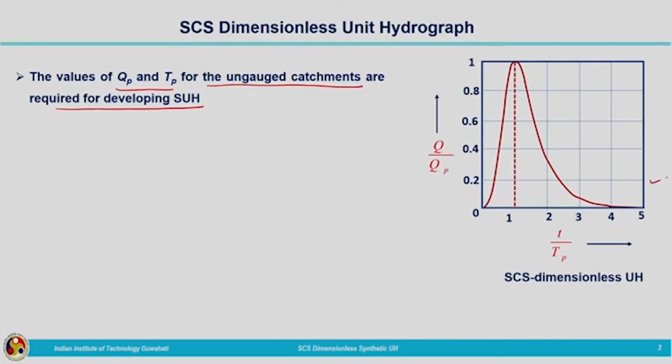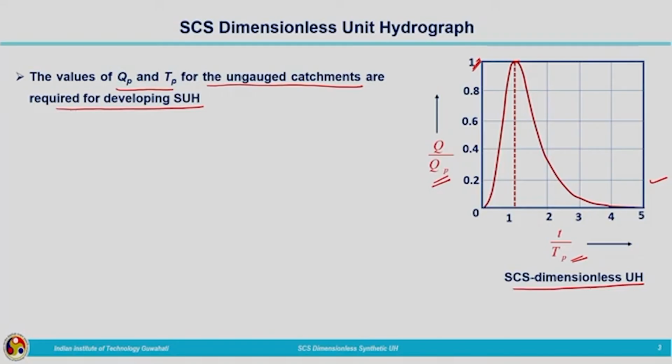This is the dimensionless synthetic unit hydrograph provided by SCS. Here you can observe that along the y-axis we have Q divided by QP and along the x-axis we have T divided by TP. Since it is a dimensionless number, when it reaches the peak value, the ordinate value is 1, because at the peak value Q will be equal to QP, and QP divided by QP is equal to 1.